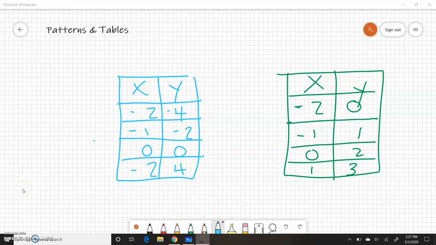Today we're going to be looking at patterns in tables, and there will be 3 different kinds of questions that they're going to ask you to solve today. So what I'm going to do is go through each type of example and explain to you how to do it.